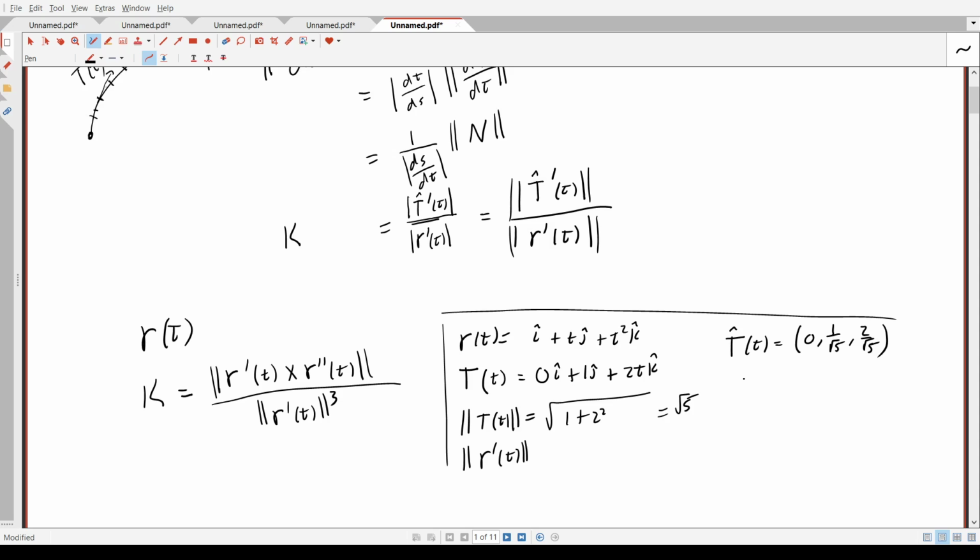Okay, so we take the derivative of this. There should be a t right here. So I take the derivative of this, and I get 0, 0, 2 over root 5. So the norm of that is just 2 over root 5.